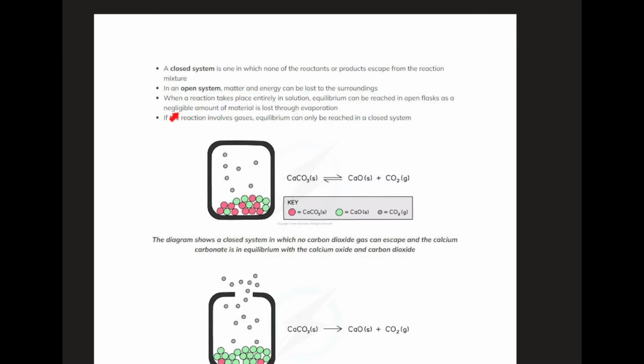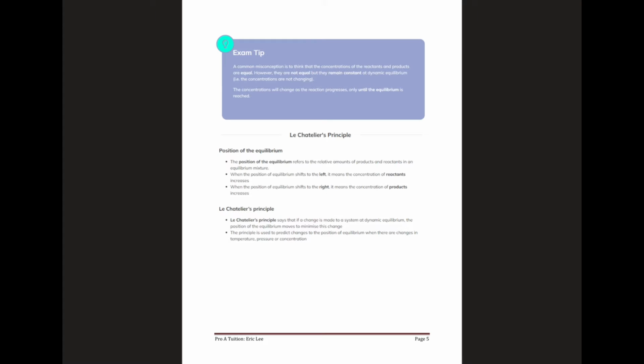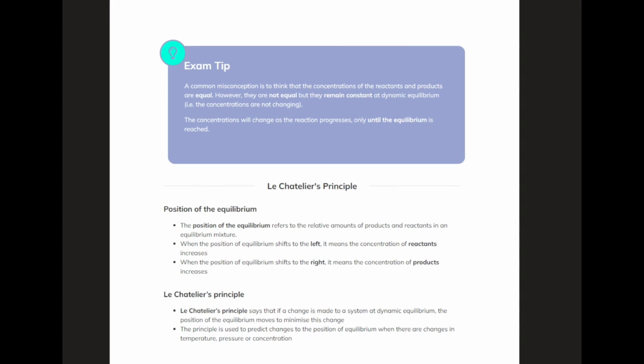But if the reaction involves gas, equilibrium happens in a closed container. You must use a closed container, or else the gas escapes from the container. Then that is an open system already. These are the two diagrams. The first one shows the closed system, the second one shows the open system. Now let's move on with the exam tips.